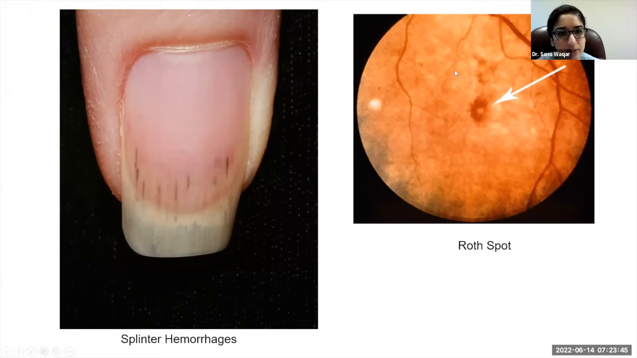Then you see this Roth spot in somebody's retina. Again, this is embolic phenomena to the retina.